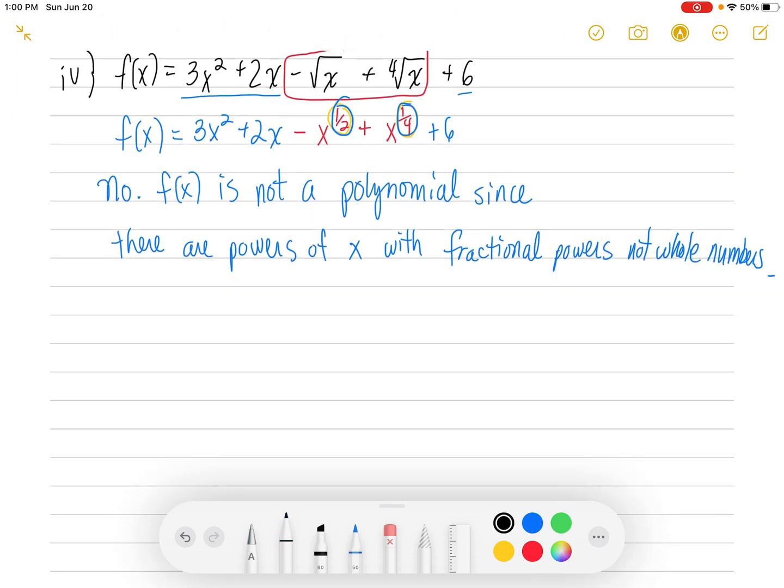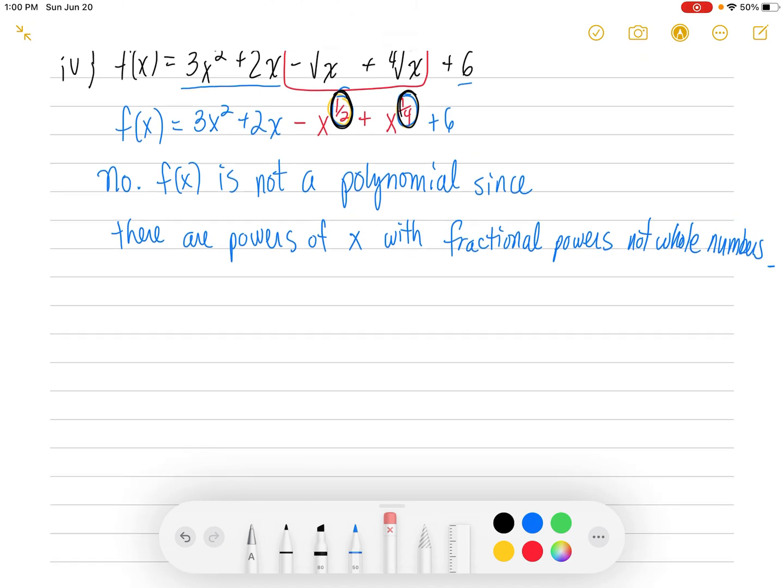So sometimes you can get fractions that are whole numbers. For example, you can get a fraction like 6/3. That is a fraction, but it reduces to a whole number, to 2. That would be okay. 6/3 would be okay. But the 1/2 and the 1/4, those are fractions that are not whole numbers.